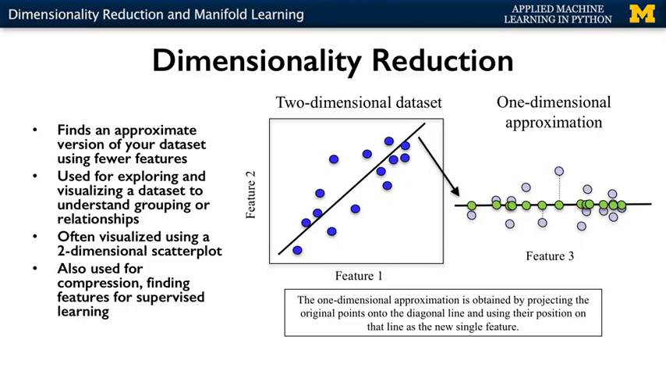Another very important family of unsupervised learning methods that fall into the transformation category are known as dimensionality reduction algorithms. As the name suggests, this kind of transform takes your original dataset that might contain, say, 200 features, and finds an approximate version of the dataset that uses, say, only 10 dimensions. One very common need for dimensionality reduction arises when first exploring a dataset to understand how the samples may be grouped or related to each other by visualizing it using a two-dimensional scatter plot.